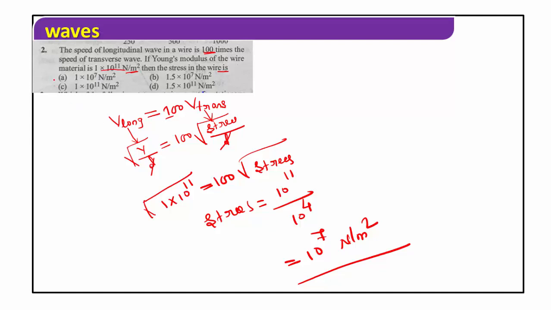Option A is the right answer for this question. That is 1 into 10 to the power of 7 Newton per meter square is the stress in this wire.